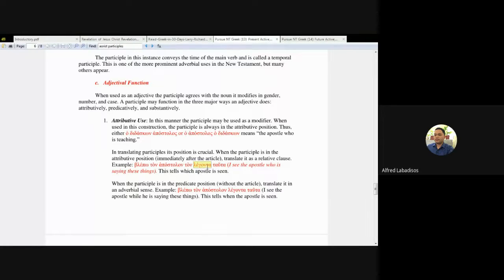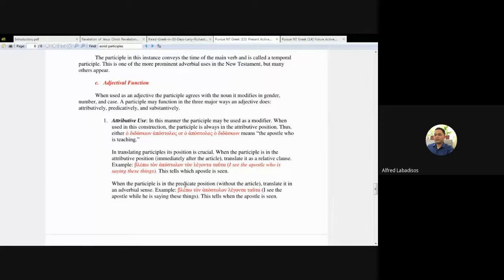Then we have -unta. The ending is -unta. So this is a participle. You translate that as what? A relative clause. Why? Because the participle is preceded by the definite article. So I see the apostle who is saying these things. This tells which apostle is saying. That is the participle in the attributive position.